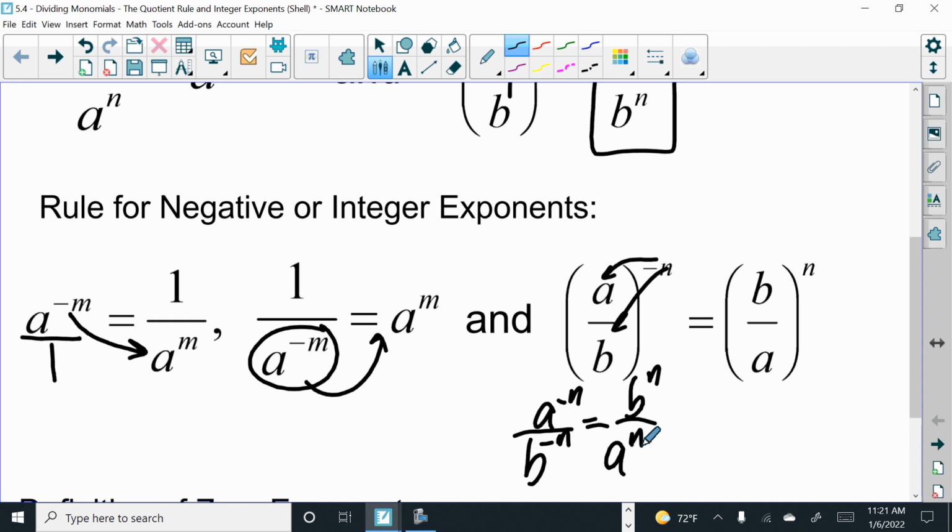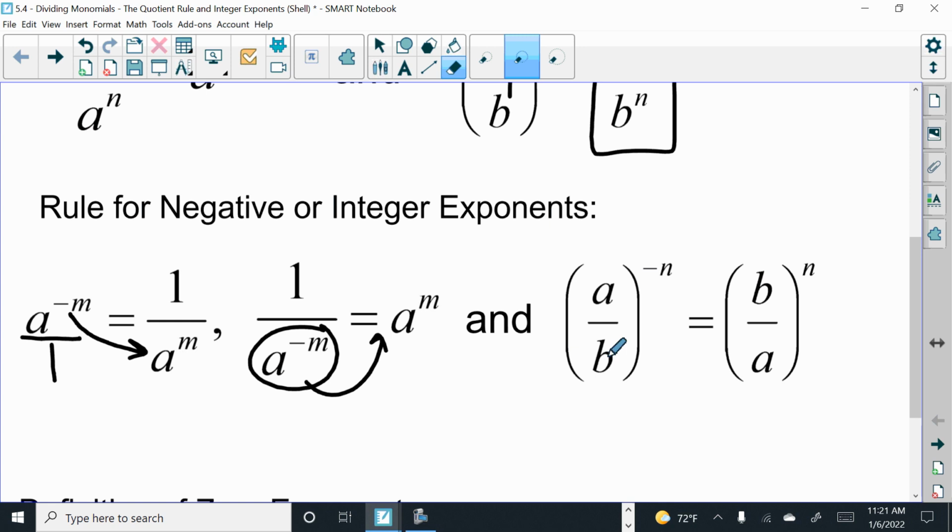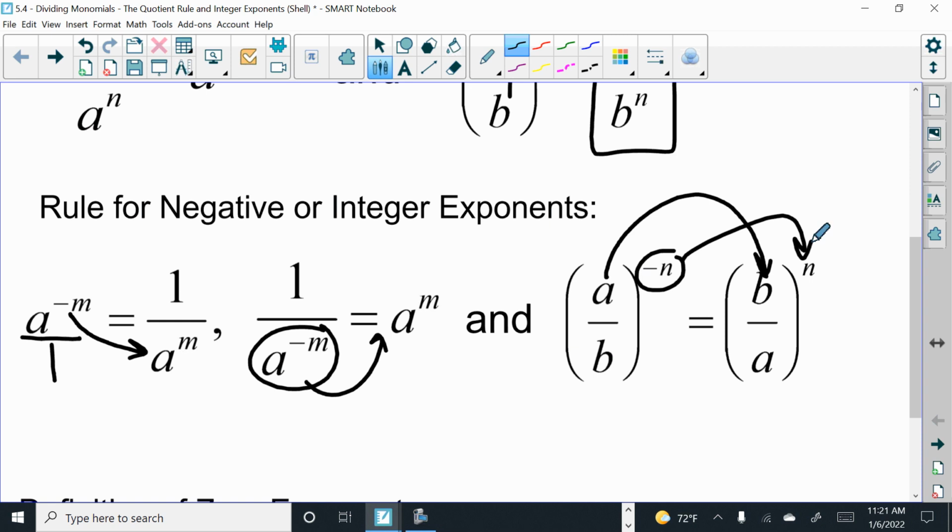Or, here's the pro tip. Instead of doing all of that and then having to reverse it anyway, go ahead and literally flip the inside and change the sign of the outside exponent. Now be very careful. When you flip the inside, you do not change any signs inside. You don't change any exponent signs, you don't change any integer signs. Whatever was on the bottom goes to the top, whatever was on the top goes to the bottom. Does that make sense? Yes. Okay.